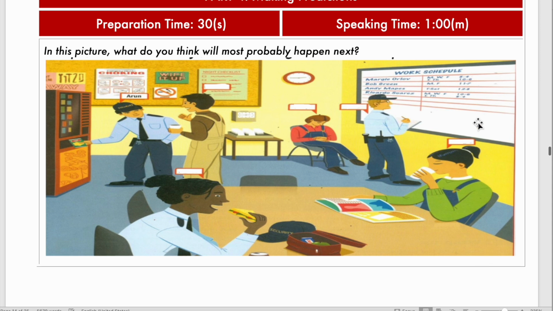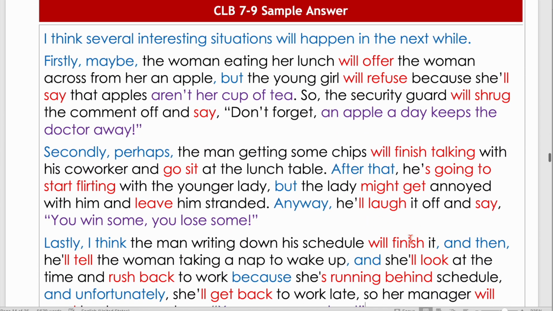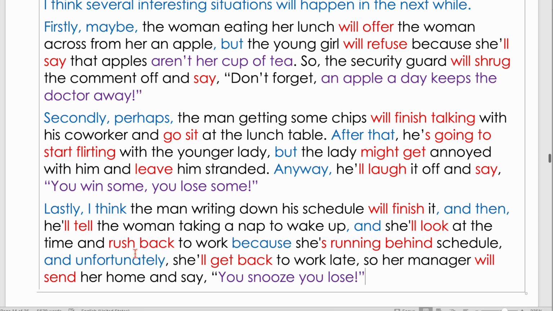So, good connection here. He's writing his schedule. He'll tell the woman here to wake up. Maybe they know each other. She's running behind schedule, so she's late. Okay. And unfortunately, she'll get back to work late. So her manager will send her home. Oh no. Oh no. The manager will send her home and say, "You snooze, you lose."